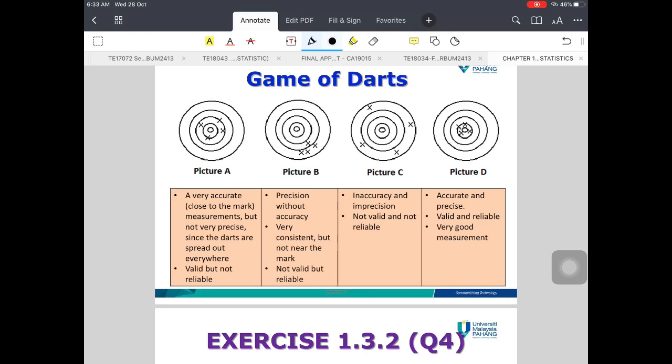So we go to the last picture. This is what we are normally looking for, but in reality we cannot get this kind of dataset. For example, here your distribution is as good as this one. These marks are accurate and precise, valid and reliable, very good for measurement.